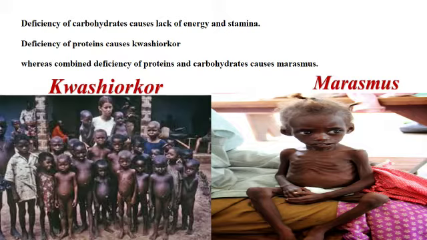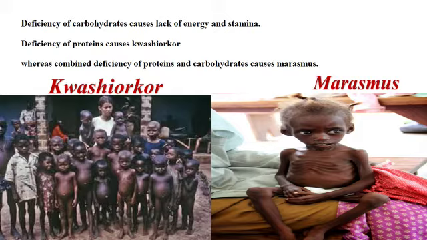Deficiency of protein causes a disease called kwashiorkor. You can see here, children, kwashiorkor is a disease where the stomach portion will be bulged, and the legs and hands will be thin. This deficiency is caused by lack of proteins in our body.